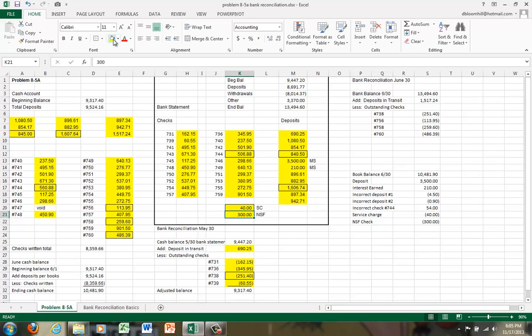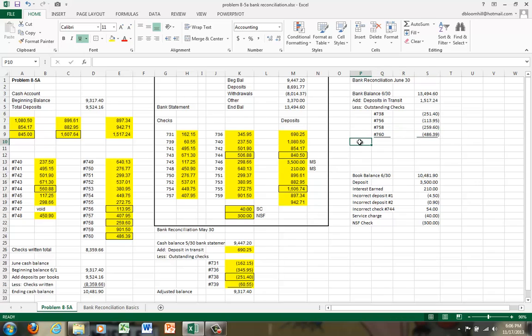So you're going to notice now that everything on the bank statement is yellowed out, and everything in the cash account is also yellowed out except for the voided check. So I believe that I've dealt with all of the items, and I am now ready to check and see whether I reconcile. So what I'm going to do here is calculate an adjusted bank balance. And once again, I do that by taking the bank balance per the bank statement, the ending balance, not the beginning balance, adding in the deposits in transit, and subtracting out the outstanding checks.